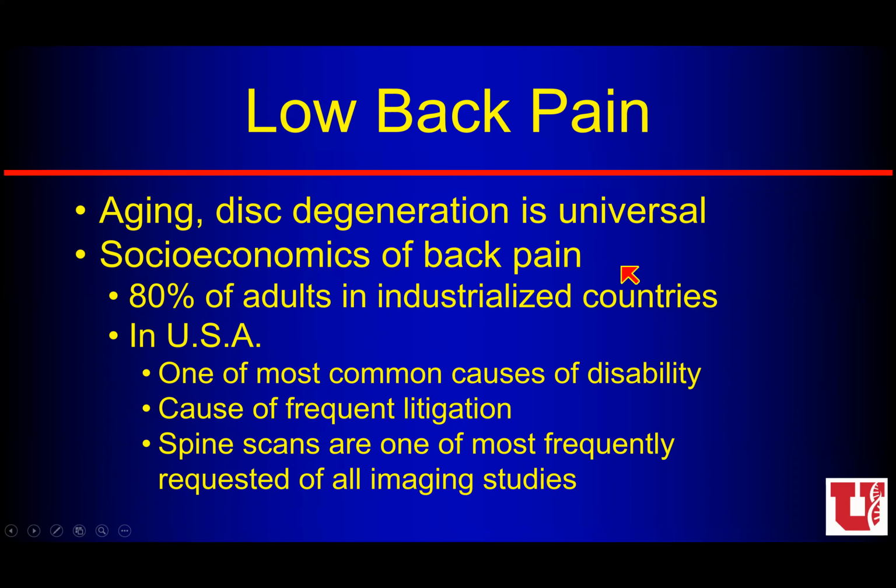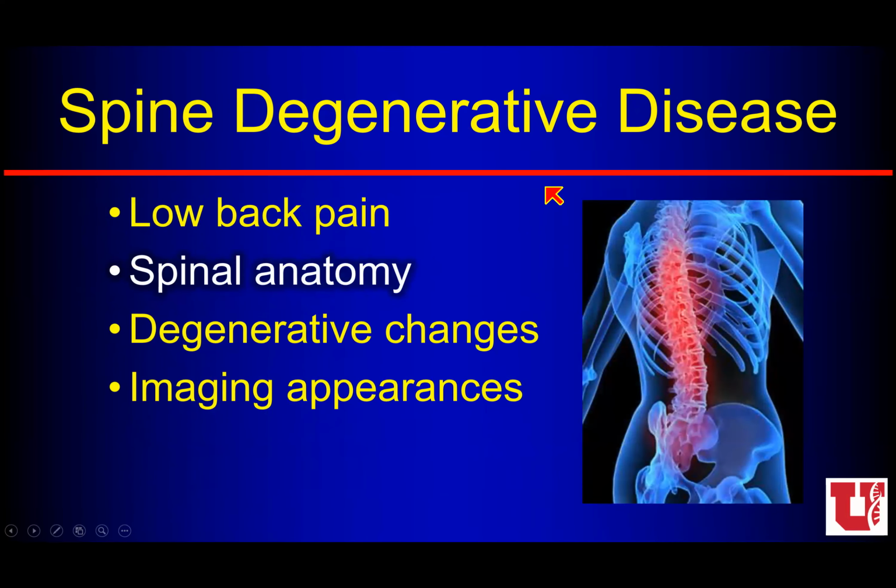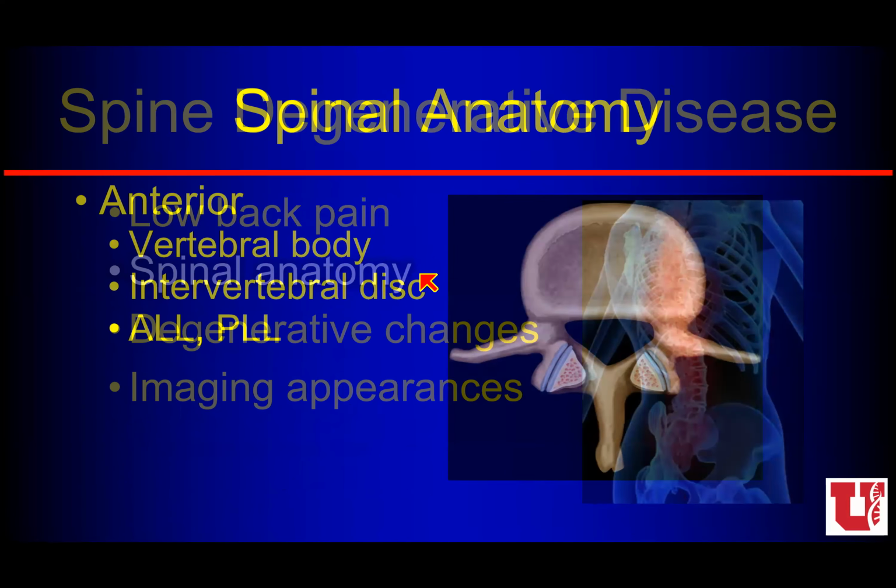And if you think about the socioeconomics of back pain, somewhere around 80% of adults in industrialized nations are involved. In the US, it's one of the most common causes of disability. It's frequently involved in litigation. And spine scans are one of the most frequently requested of all imaging studies. It's very important. So again, the verbiage is important here, the words we use to describe these degenerative changes. So we'll briefly review the anatomy next.